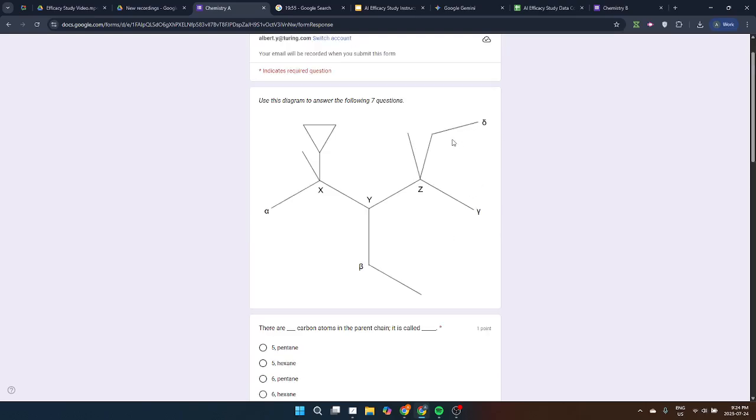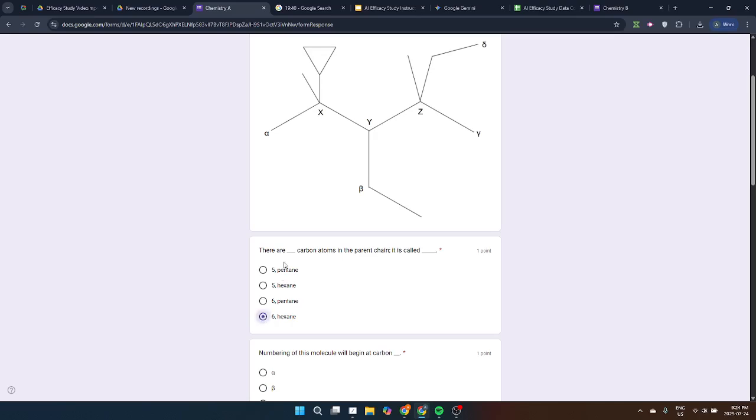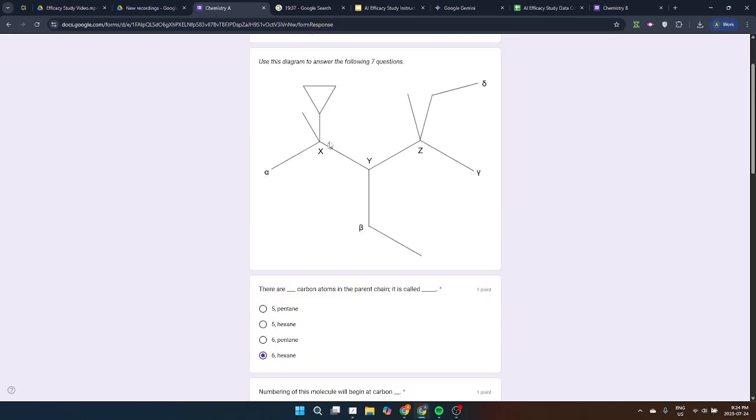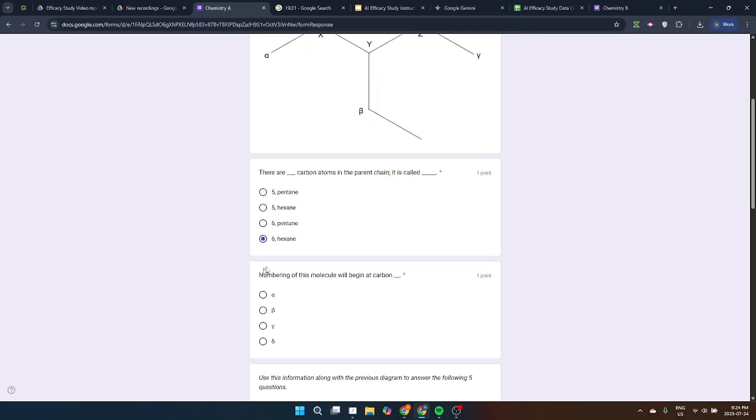How many carbons? Okay, parent chain. Let's begin counting. 1, 2, 3, 4, 5, 6. I'm missing something here. There's clearly 6. It can't be 5. No, it's 6. Hexane.